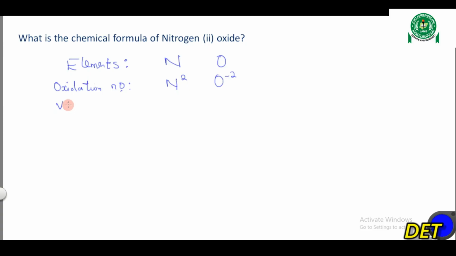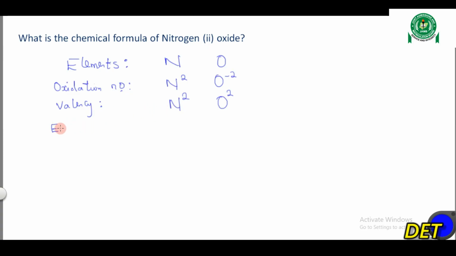Then the next thing is to write out the valency, right? So what is the valency? Valency is the combining power of an element. It is the oxidation number minus the charge. So if you remove the charge from this oxygen, what you now have is the valency of oxygen. So here the valency of nitrogen is 2, so N2, and the valency of oxygen is 2, O2. Remove the charge, what you have is valency.